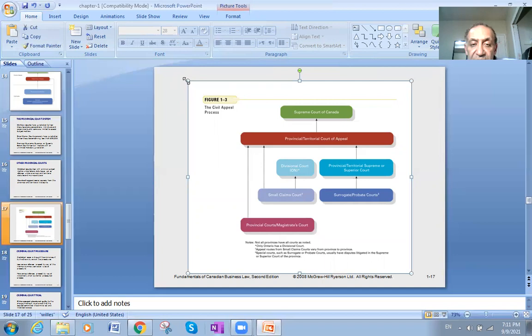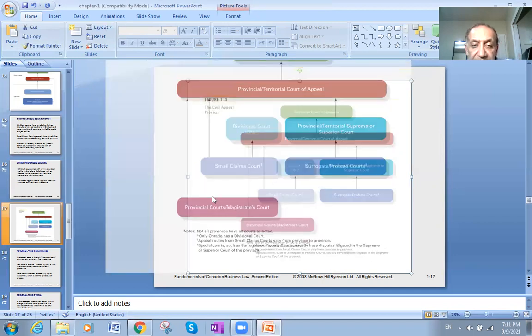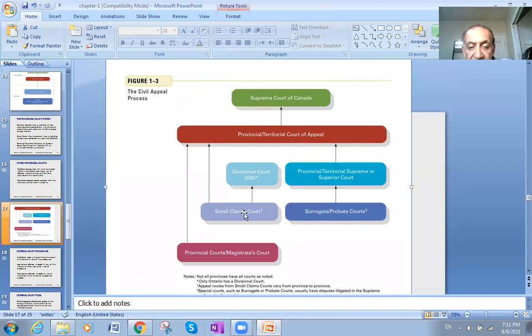This diagram shows clearly the system of the courts here in Canada. So we'll see that the Supreme Court of Canada comes on the top, then the provincial or territorial courts of appeal. So if I have a problem and it's not solved at this level, it goes to the Supreme Court. If there is a dispute or you need to appeal, then it goes out of here into the Supreme Court.